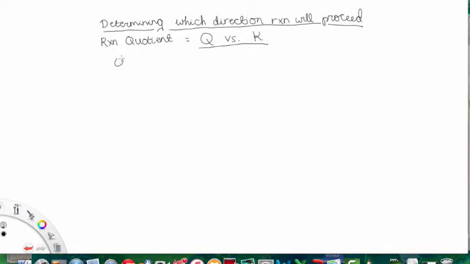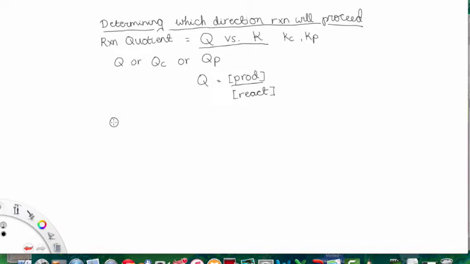So Q, or QC or QP, just like when we talked about K, KC, and KP, can be calculated in the exact same way as the equilibrium constant K. So basically Q is always going to be the concentration of the products over the reactants. But now by comparing Q to K, we can figure out which direction a reaction would proceed.